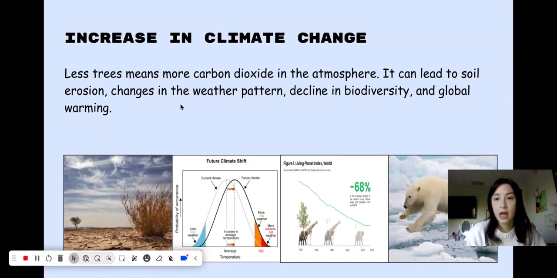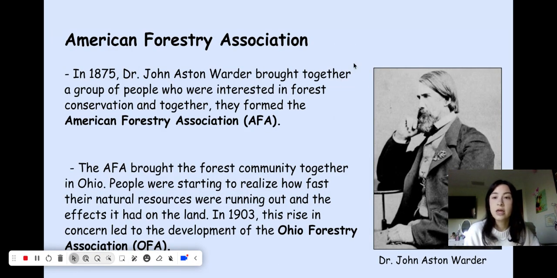You get an increase in climate change. Fewer trees means more carbon dioxide, and as we learned, when there's too much carbon dioxide in the atmosphere, it heats it up, which can lead to all these changes, like soil erosion, changes in weather patterns, decline in biodiversity, and global warming.